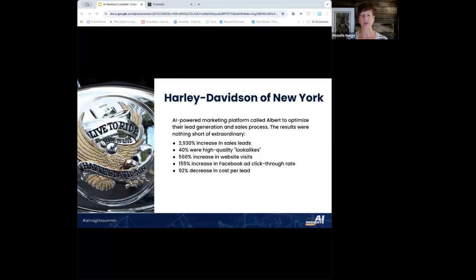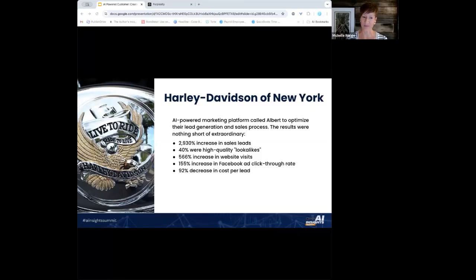Over 2,900% increase in sales leads in 3 weeks. 40% of these new leads were high quality lookalikes, meaning they're very similar to customers that they're already serving. But somehow AI found additional criteria that they weren't tapping into. They had over a 500% increase in website visits, over 155% increase in Facebook ad click-through rate. That's ridiculous. And a 92% decrease in the cost per lead.